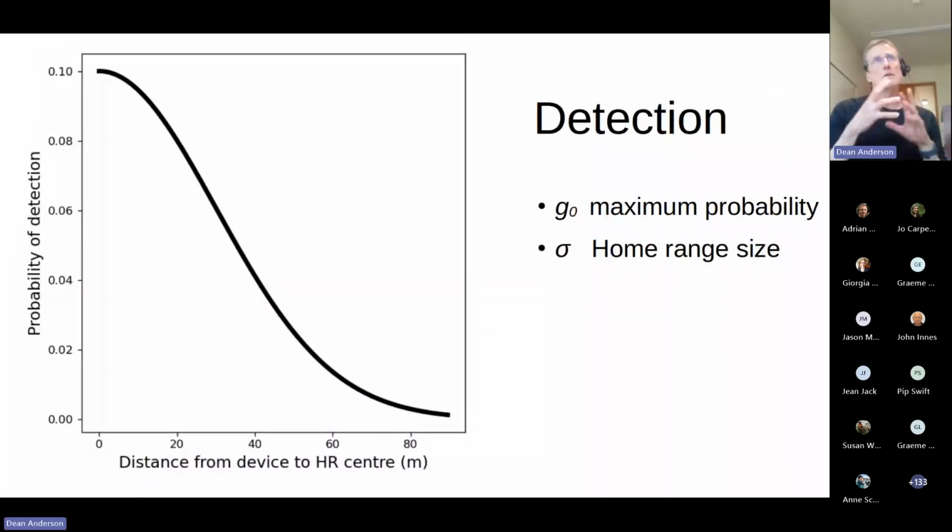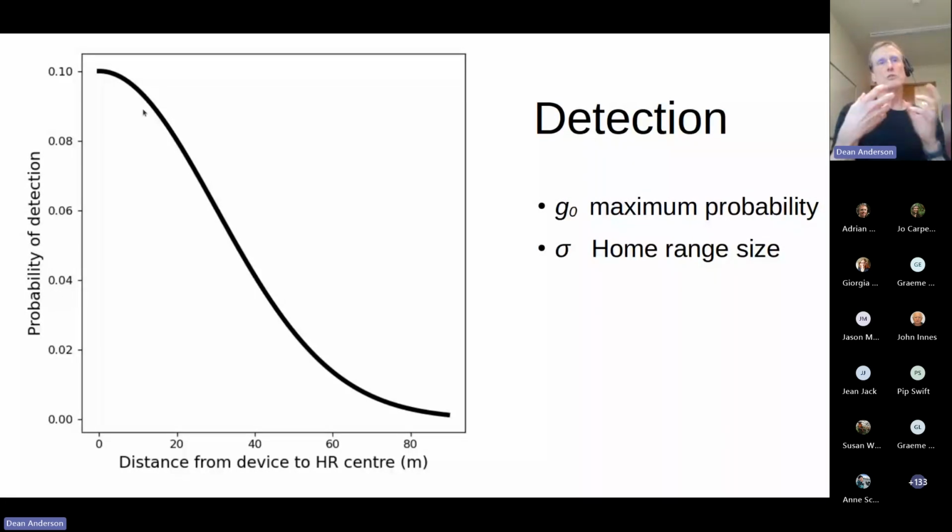So at the heart of our analysis to understand these dynamics, we're using the G0 and sigma detection model, which a lot of you will have heard of and be familiar with. And what that is, this G0 is the maximum probability. And this whole model is based on detecting a single individual rat with a single device in a single night.